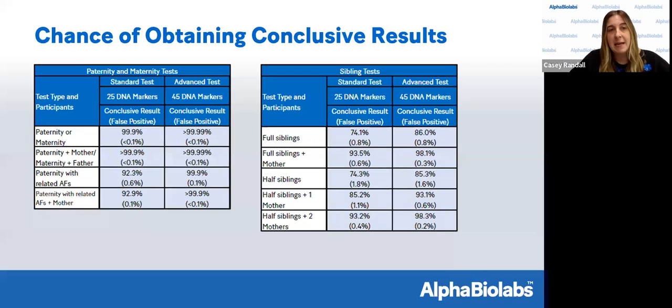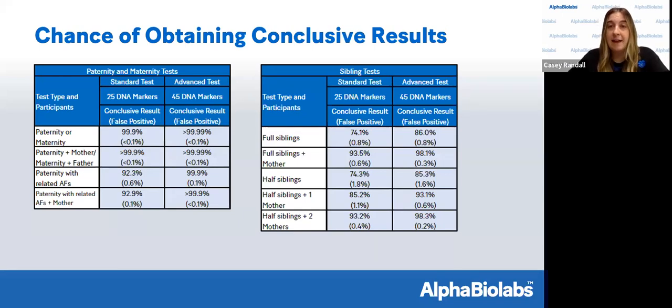I've included some tables here that show your percentage chance of obtaining a conclusive result in different scenarios. So for the paternity and maternity testing, you can see that there isn't a great increase between your chance of getting a conclusive result. However, the number of exclusions you achieve is going to be much higher on the advanced test than with the standard test.